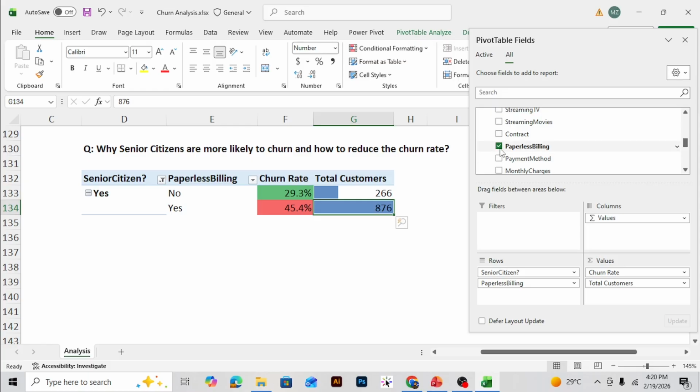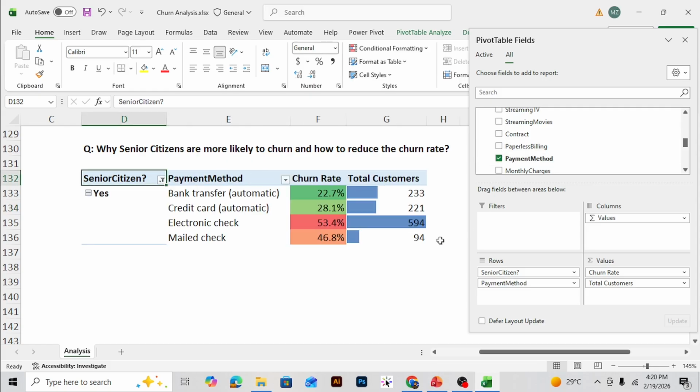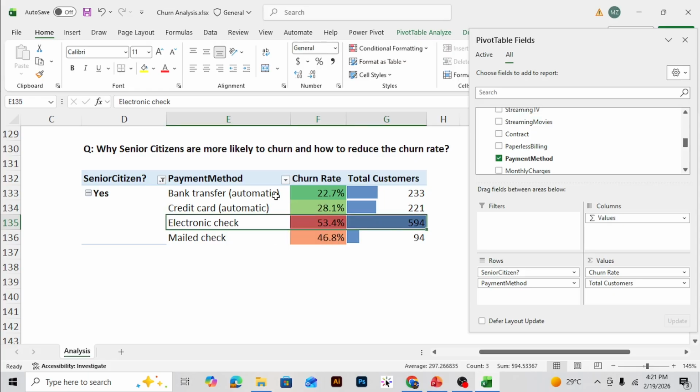Now let's bring in the payment method. You can see that 594 senior citizens are using electronic check, and the churn rate is 53%, whereas for those using bank transfer automatic and credit card automatic, the churn rate is much lower. Those using bank transfer automatic have the minimum churn rate, which is 22%, and the total number of customers using it is 233. So if we can switch the payment method for our senior citizens from electronic check to bank transfer automatic, we can significantly reduce our churn rate for senior citizens.